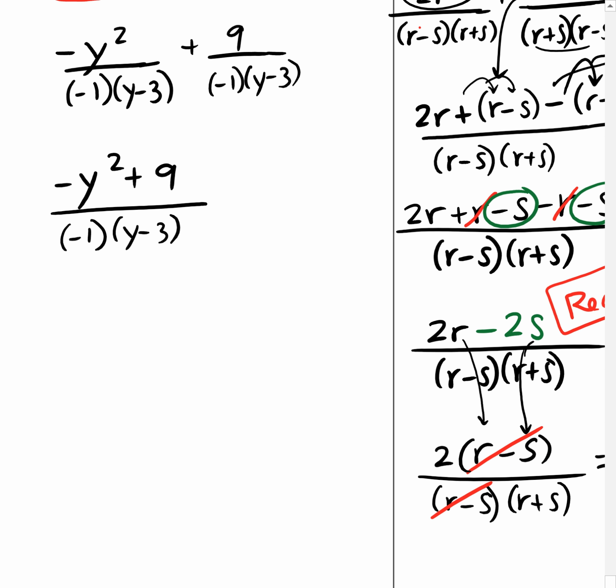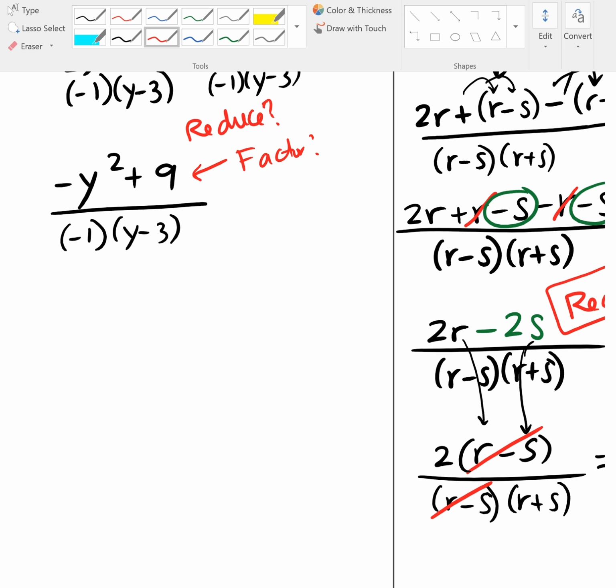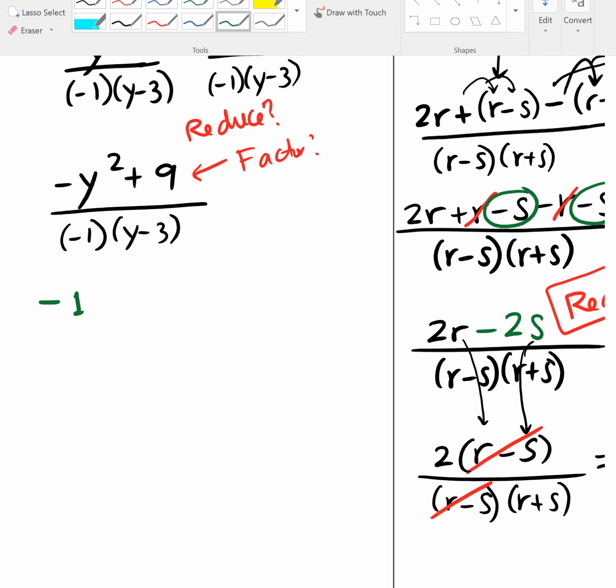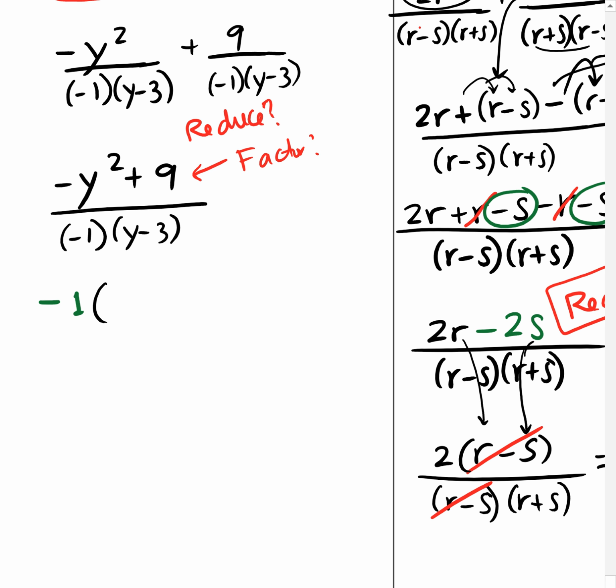Alright, we're getting there. We've done all we can, except I want to see if it reduces. The denominator is already factored, so I just have to see if the numerator factors. Again, this is another time where the leading coefficient is negative 1. Since the leading term has a negative, I'm going to factor a negative 1 out first. If I factor a negative 1 out, what's left over? Negative 1 times what is negative y squared?